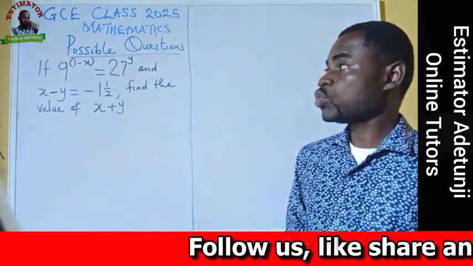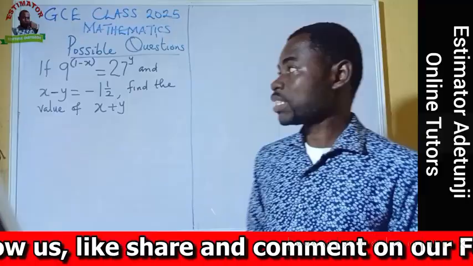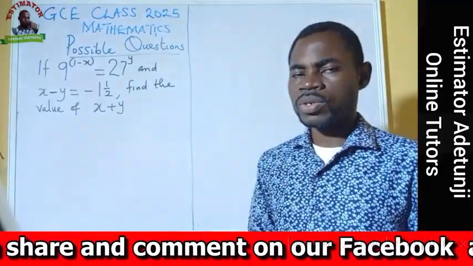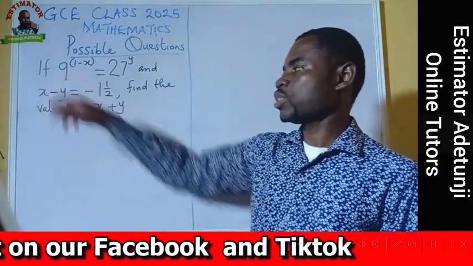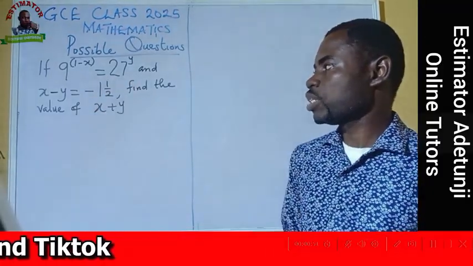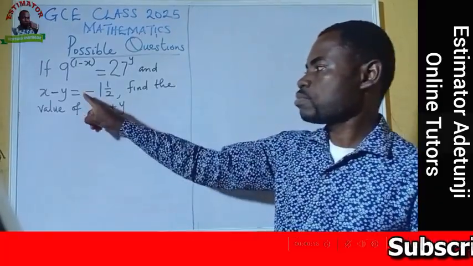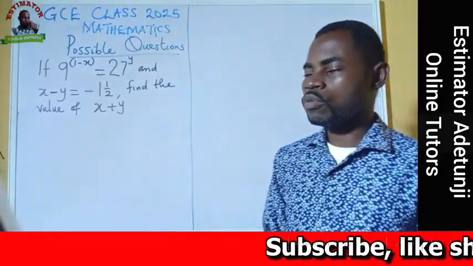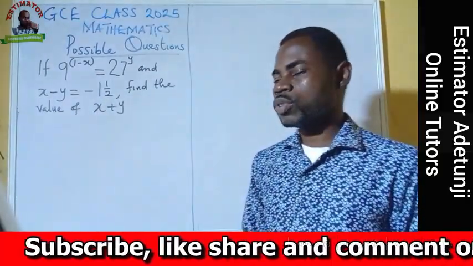So in today's GCE class 2025 video that we are releasing right now, mathematics possible questions to discuss in this video, we have a question saying if 9 exponential 1 minus x equals 27 exponential y and x minus y equals negative 1 whole number 1 over 2, find the value of x plus y.